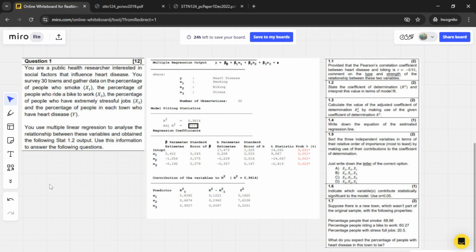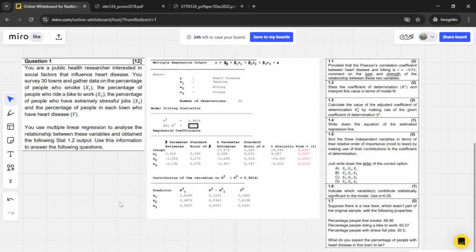So we use those to determine the percentage of people with heart diseases. To use multiple linear regression to analyze the relationship between these variables and obtain the following STTN122 output. Use this information to answer the following questions. So these are the questions.